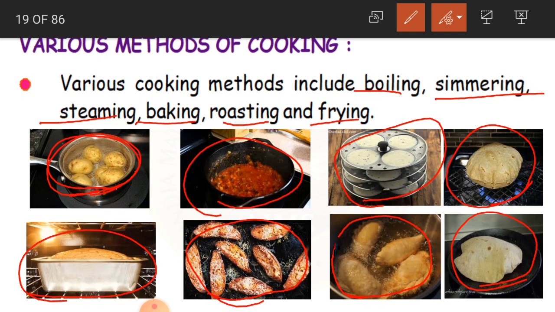So if you come across any breakfast, when mother is going to serve you, just ask her once, because you have now listened to this chapter and learnt about all these things. Just ask mother in which method this dish is cooked. Then you will get to know the lesson better.